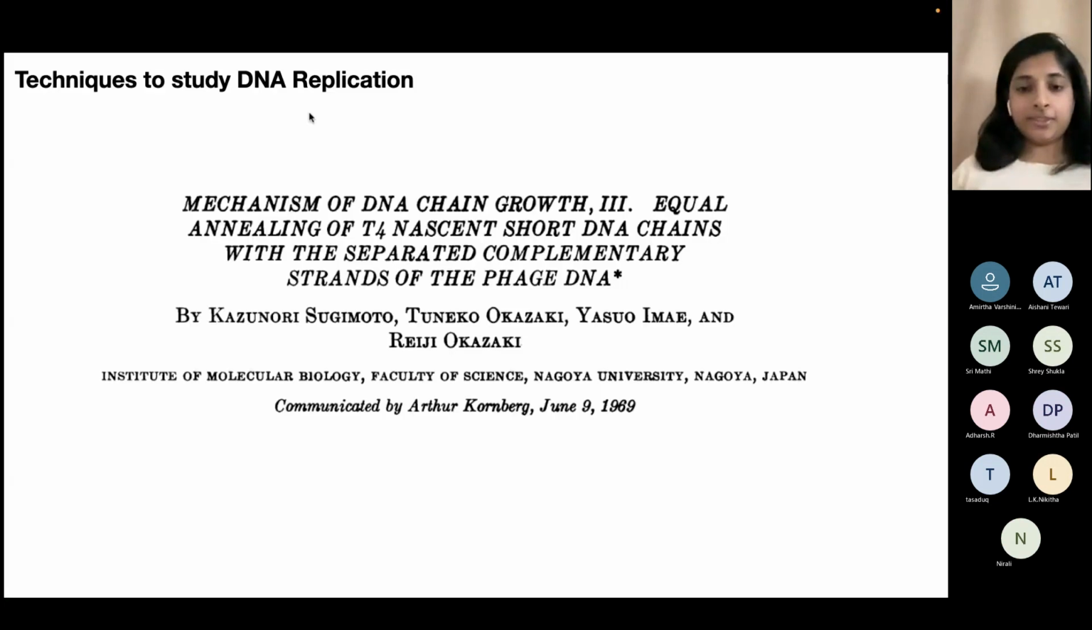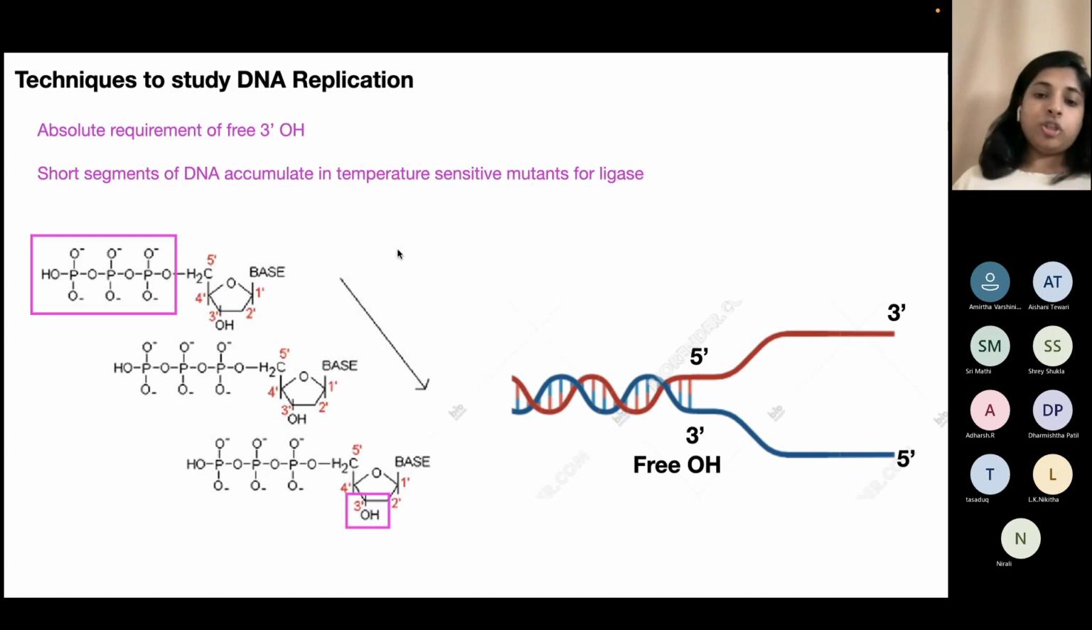So as you can see here, this is Okazaki's paper. This paper was published in the year 1969. The paper was titled Mechanism of DNA Chain Growth, and they studied the T4 phage, which is a bacteriophage that is able to infect E. coli, and it is a double-stranded DNA virus. This is a very old paper, so the techniques that they used are very basic and primitive in nature. There is a little background that we'll discuss before we get into the actual figure of the paper.